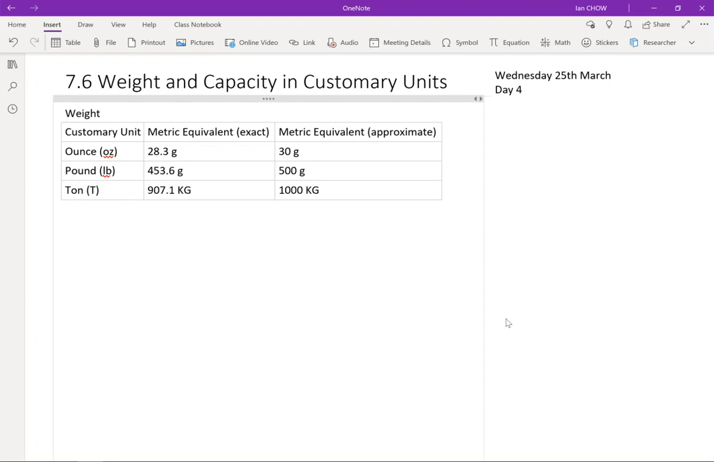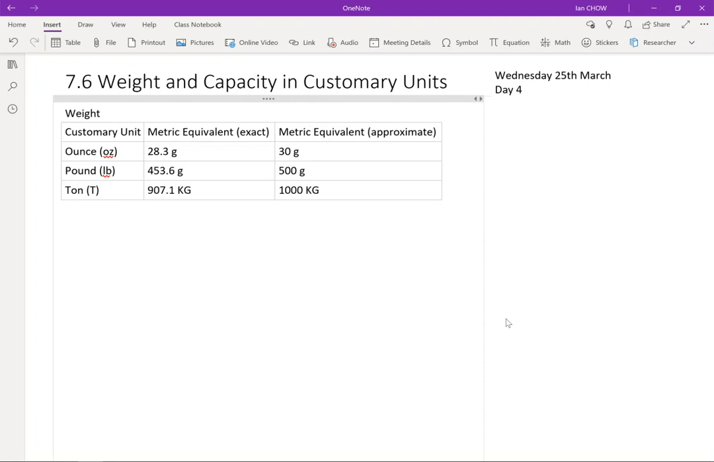Now, I know that we're not used to customary units and we don't often use too much customary units. But unfortunately, one of the greatest powers in the world, the United States, uses customary units all the time. And so we should know at least what they are. So this lesson is all about understanding customary units in terms of weight and also capacity.